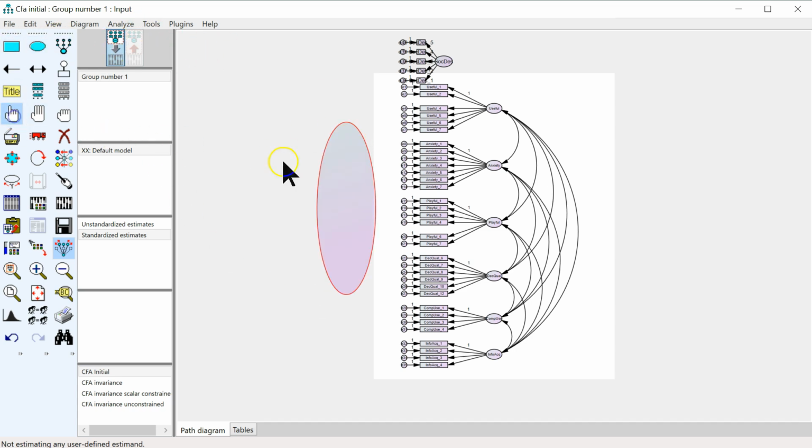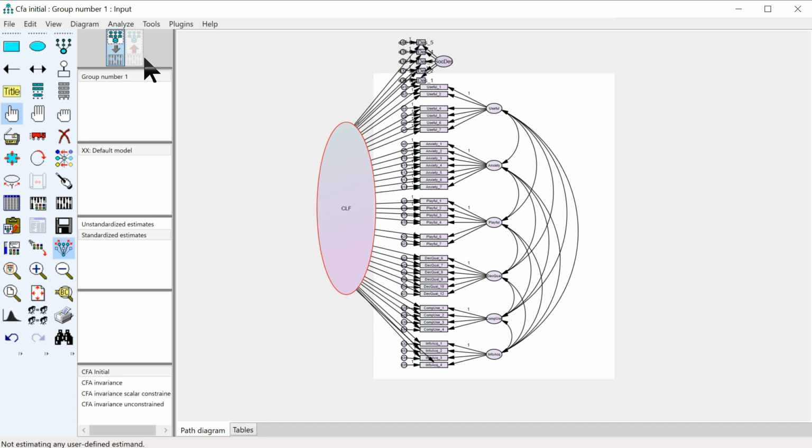And if I highlight it like this, there you go, click, and go to plugins, common latent factor connector, please work, oh, it worked, sweet. That will connect everything to that CLF. We also need to co-vary social desirability with everything. Now, theoretically, it shouldn't be related, but there is a chance that it is related. There we go, that's all connected.